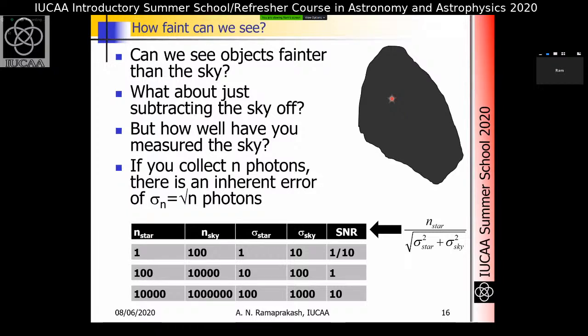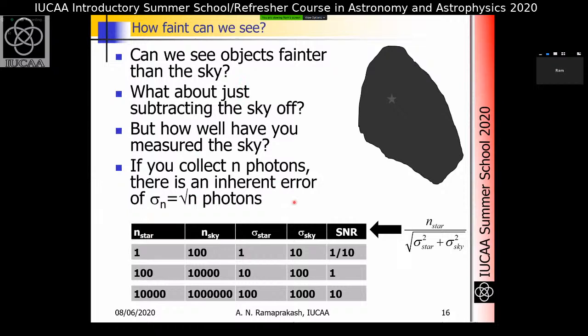So that is how bigger and bigger telescopes allow you to see fainter and fainter objects, because the error in measurement only scales like root n. So if you collect n photons, you can measure them with a root n uncertainty.